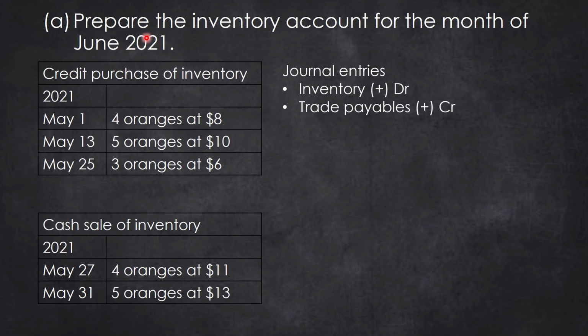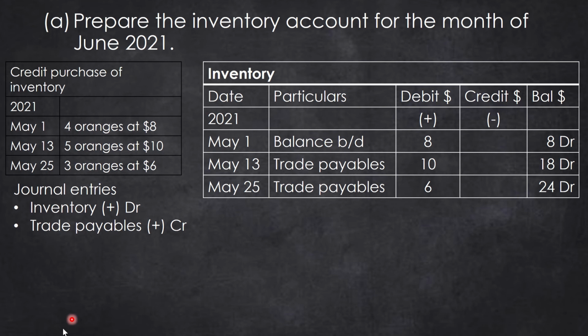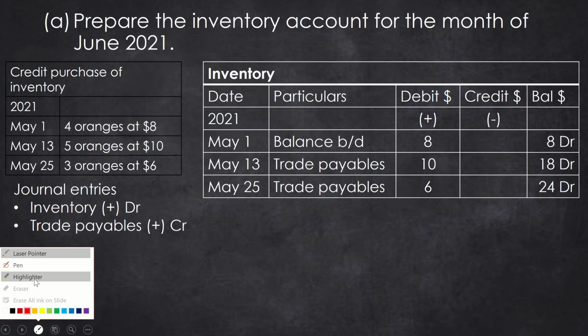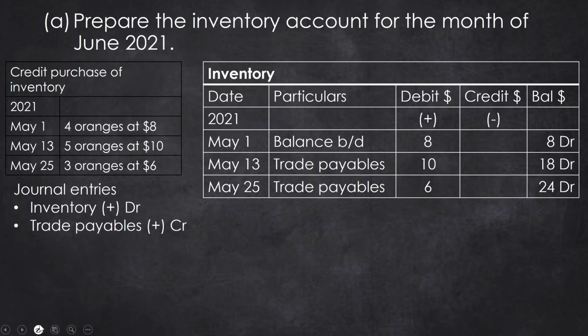Alright, so let's first record the credit purchase of inventory. When I buy inventory, these are the double entries. I have to increase inventory, debit, and trade payables credit. So when I buy inventory, firstly, the accounting rule for the inventory account is plus minus. That means that every time inventory increases, you have to record on the debit side. Every time it decreases, you have to record on the credit side.